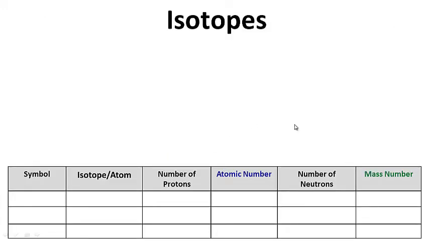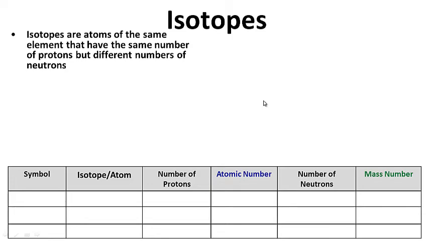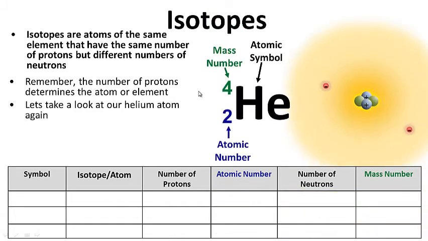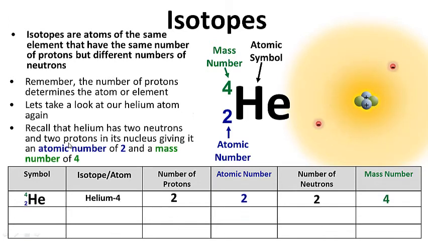All right, so isotopes. Isotopes are atoms of the same element that have the same number of protons but different numbers of neutrons. So let's investigate this further here. Remember, the number of protons determines the atom or element. Let's take a look at our helium atom here again. Recall that helium has 2 neutrons and 2 protons in its nucleus, giving it an atomic number of 2 and a mass number of 4. So we call this isotope helium-4.